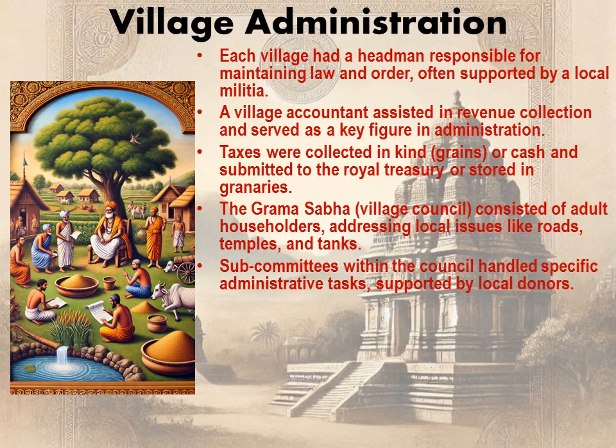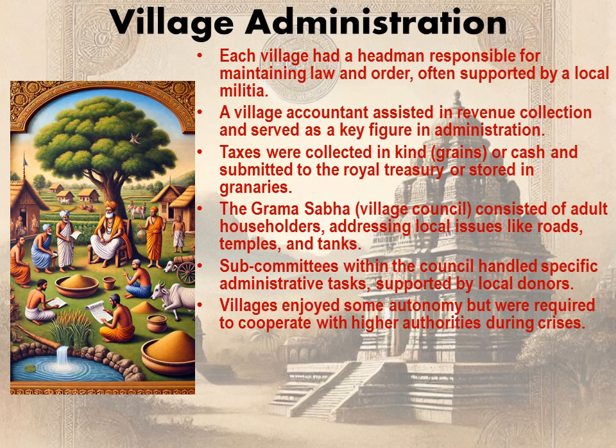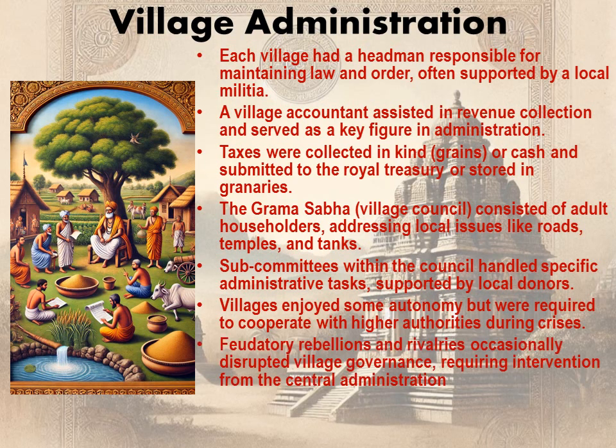Subcommittees within the council handled specific administrative tasks, supported by local donors. Villagers enjoyed some authority but were required to cooperate with higher authorities during crisis. Feudatory rebellions and rivalries occasionally disrupted village governance, requiring intervention from the central administration.